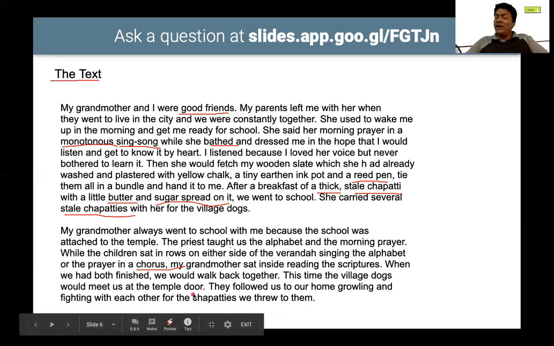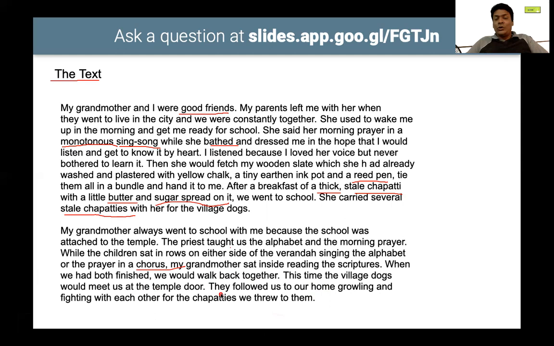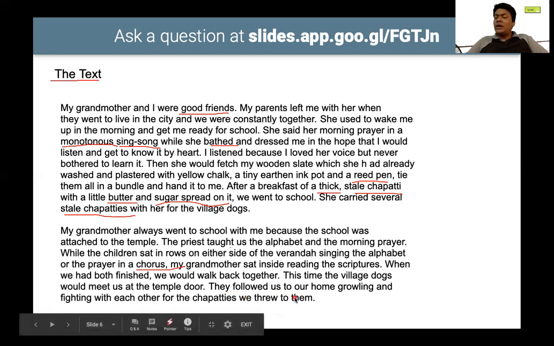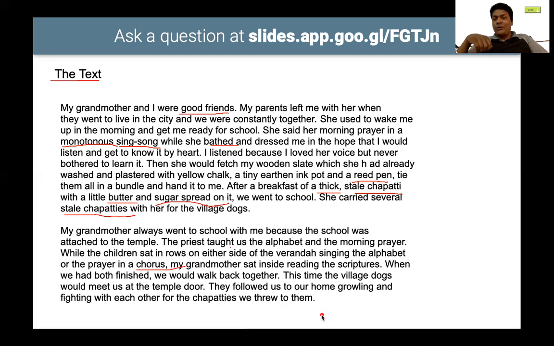So the dogs were there already, waiting for the grandmother to distribute roti to them. They followed the writer and the writer's grandmother all the way to their home, growling and fighting. Growling means what? They were making noise and fighting with each other for the chapatis we threw to them, the chapatis that they brought from their home for these dogs.